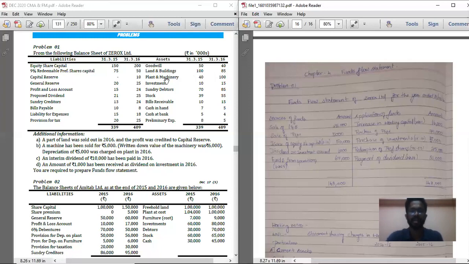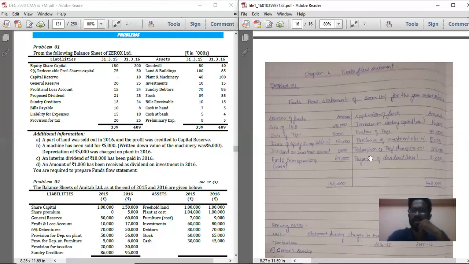Next, land and building we calculated, plant and machinery we calculated, investments. Previous year ending investments is 10,000, current year ending investments is 15,000. So there is a 5,000 increase in investments. When there is an increase in investments, it is nothing but you are purchasing investments. When you are purchasing investments, you are using your funds. So that is utilization of funds, which is nothing but application of funds. You are applying 5,000 rupees of funds to purchase investments.